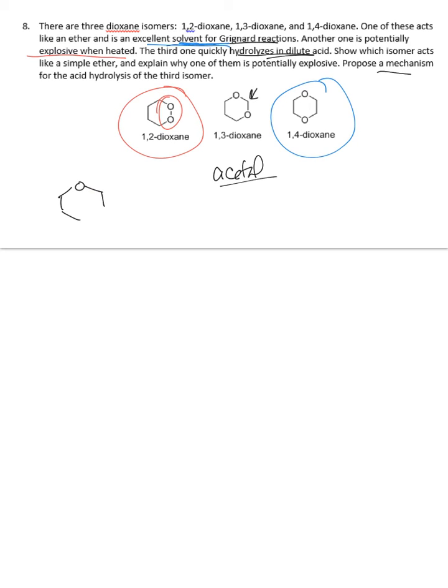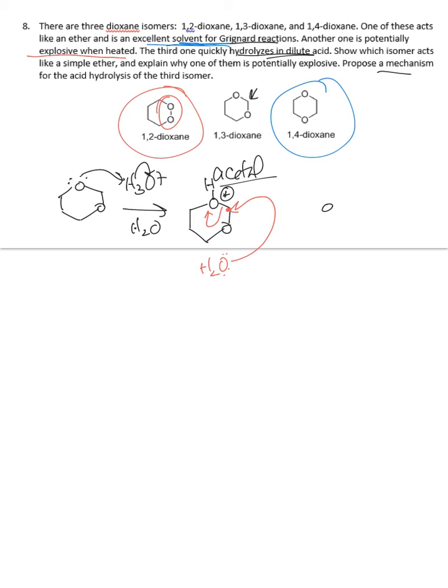So, if we were to do that, you would do acid and water. The first thing you're going to do is get protonation of one of these oxygens. And then water is going to nucleophilically attack this carbon. The carbon is very positive. It's bonded to 2 oxygens. And then you're going to get the alcohol that's protonated to leave. So you got 1, 2, 3, 1, 2, 3.